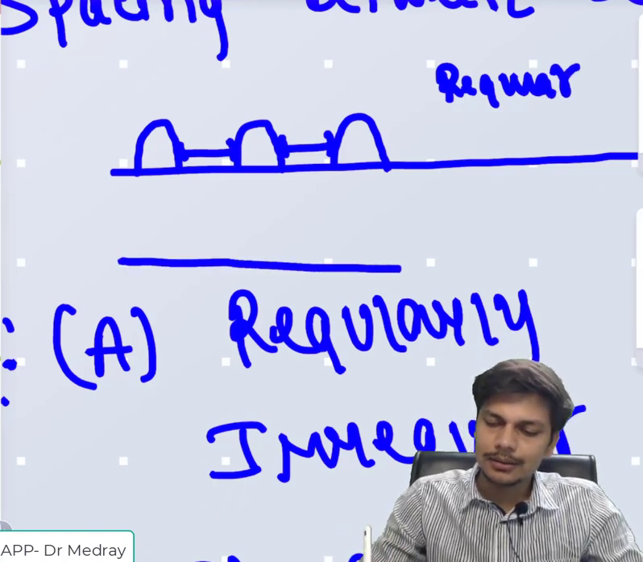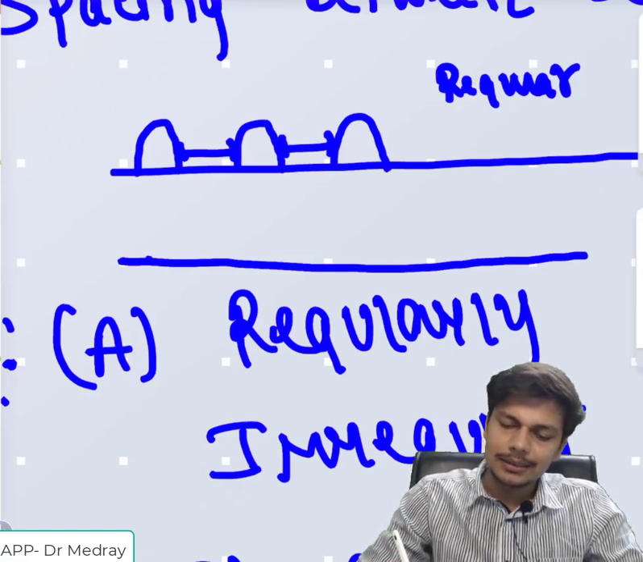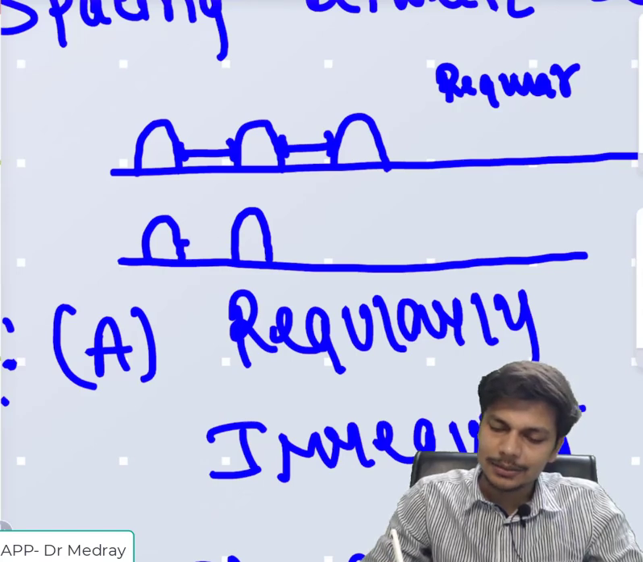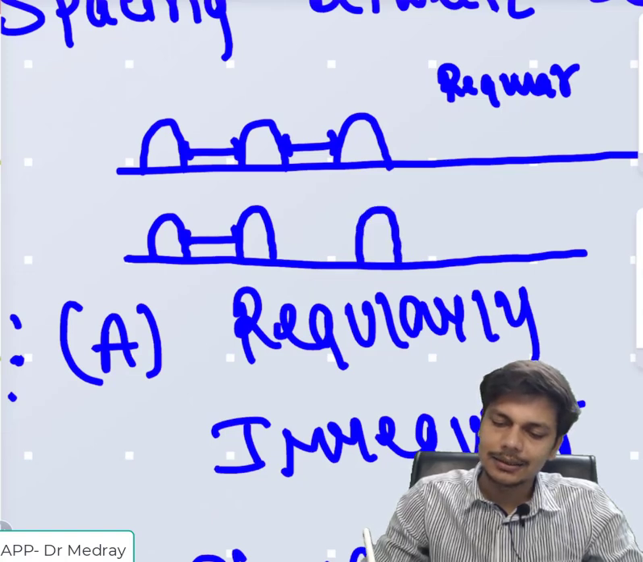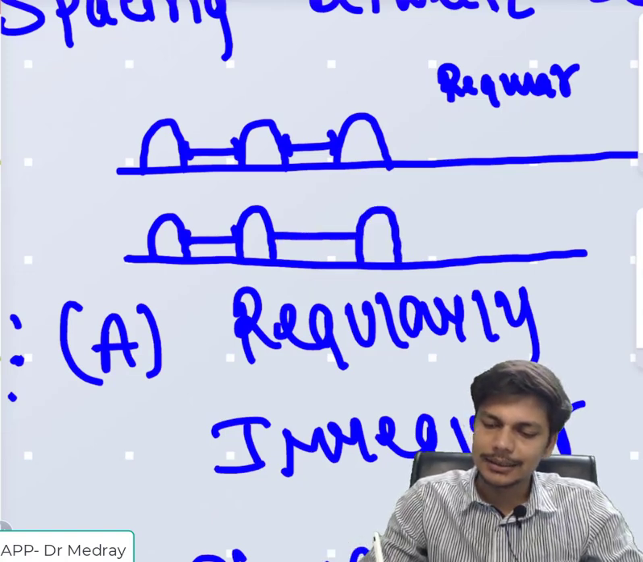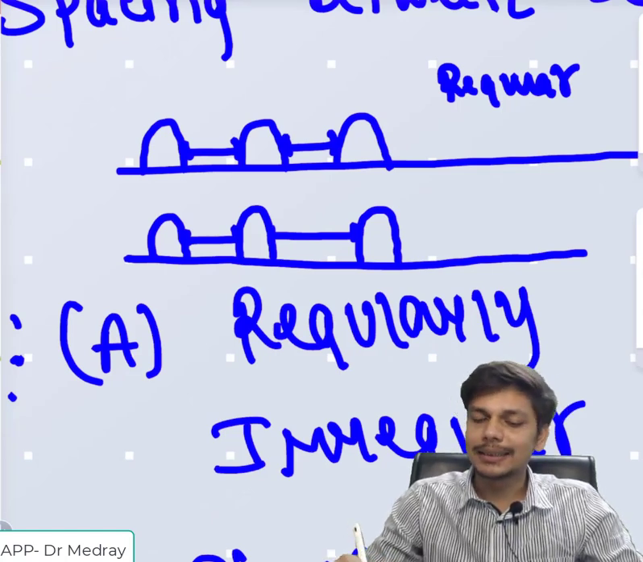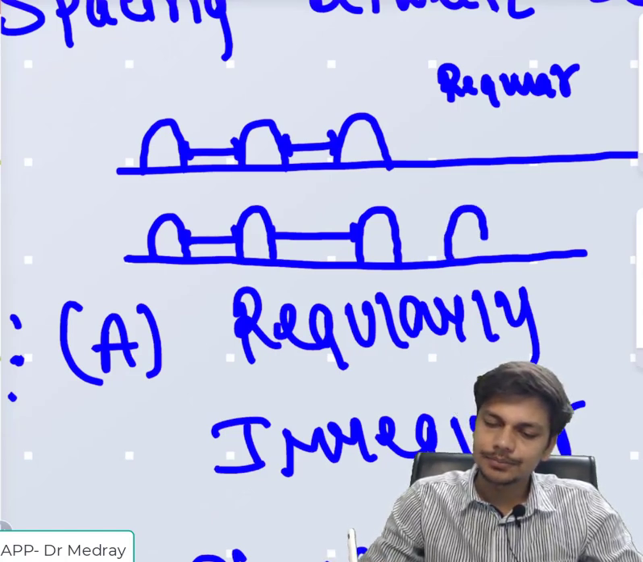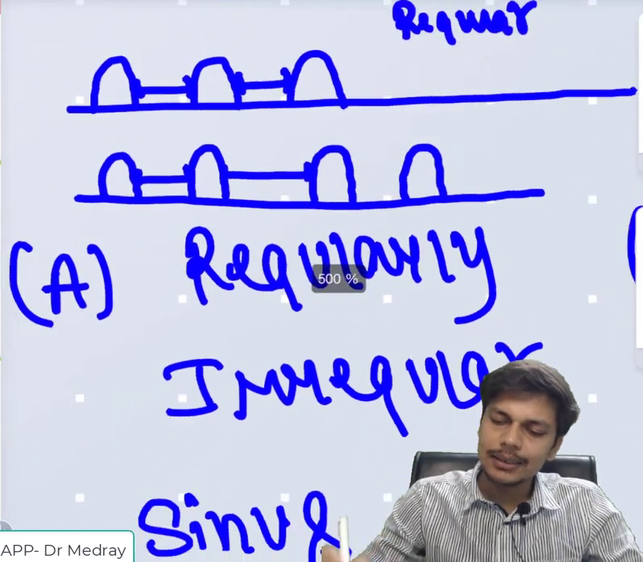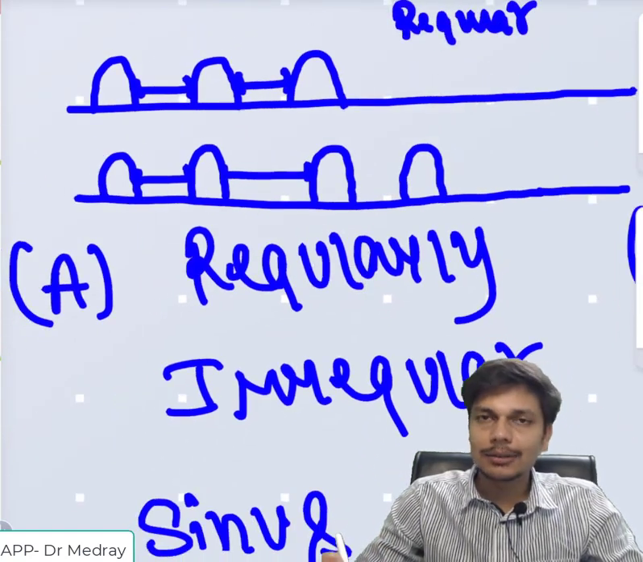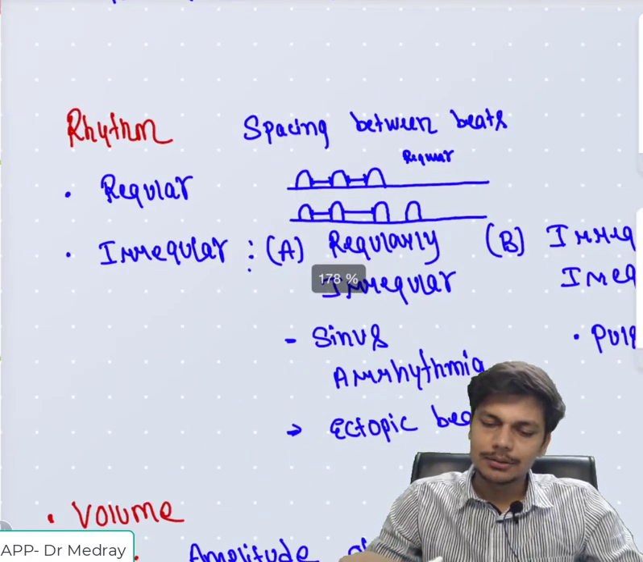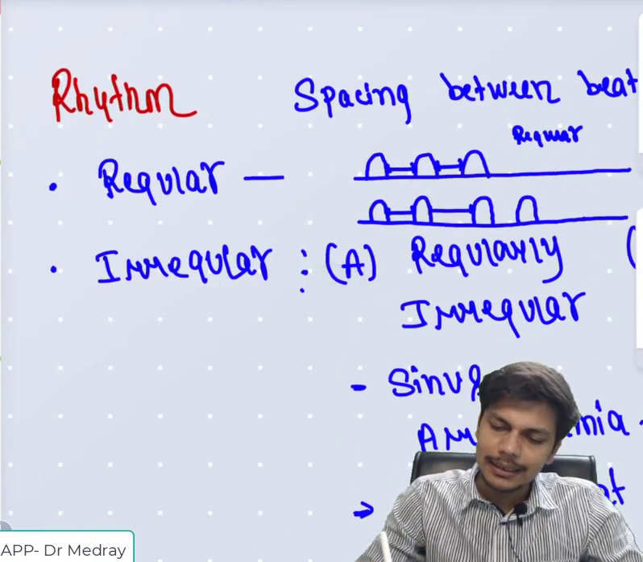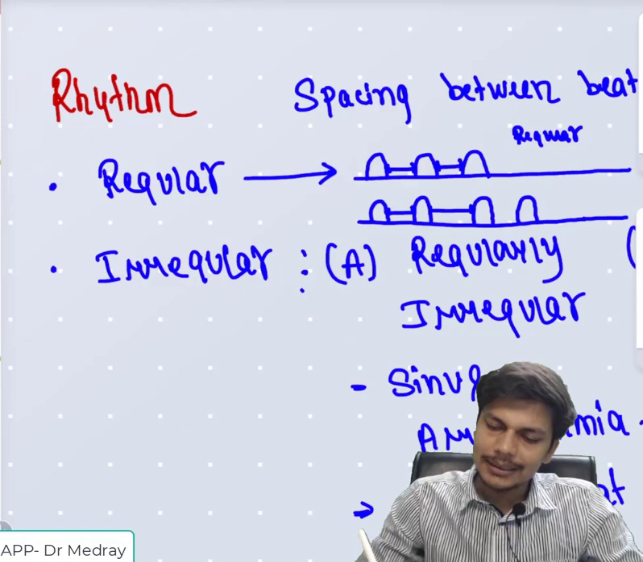But suppose you get a pulse in which the rhythm is irregular. Let's suppose the space between the first and second beat is this much, and the space between the second and third beat has increased, you can see here. So the rhythm here is irregular. In irregular rhythm, it can be either regularly irregular or irregularly irregular. What I mean by these two terms is that here the rhythm is regular, and here the rhythm is irregular.